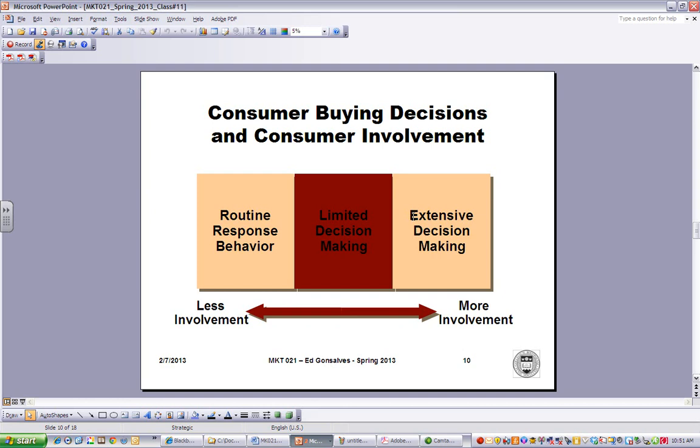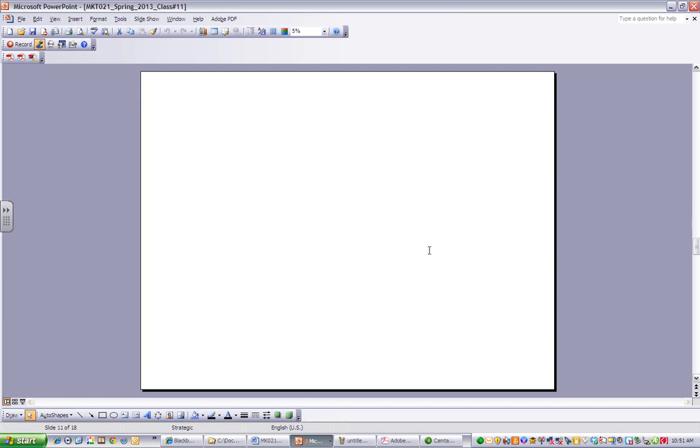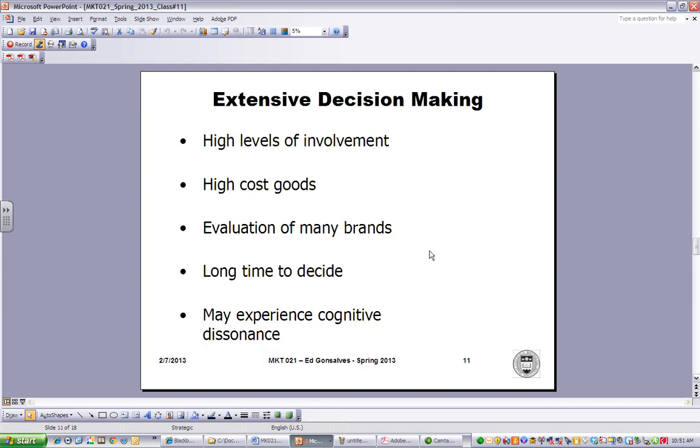Could be the next person that's going to cut your hair. There, you've got a little more skin in the game, if you will, and you've got variations on products from one thing to the other in terms of how well consumers are involved. So extensive decision making, right? High levels of involvement tend to be very expensive. There's a good correlation between the pricing of those items and how involved you are. There tend to be lots of brands. It usually takes a long time to decide.